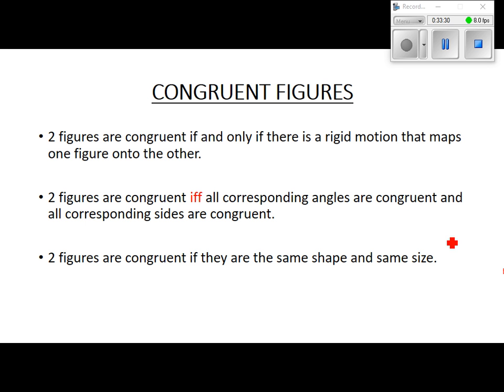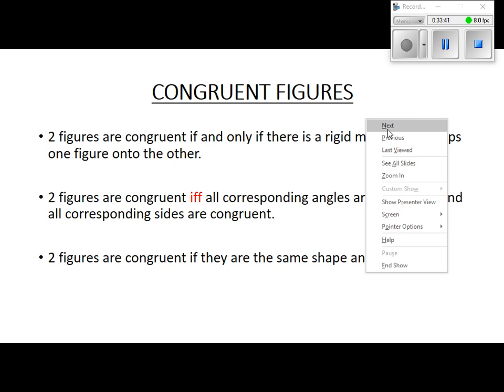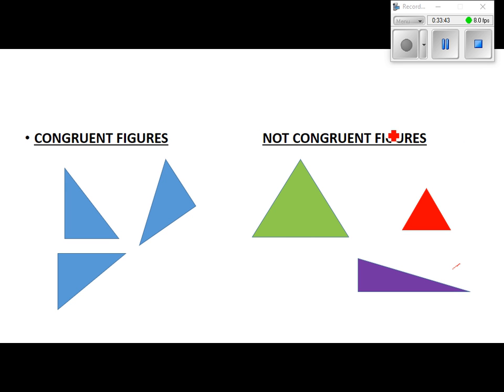So if they're congruent, they are similar. If they're congruent, they are still similar, but if they're similar, they don't have to be congruent to each other. It's kind of like that square thing. Those things are simple.